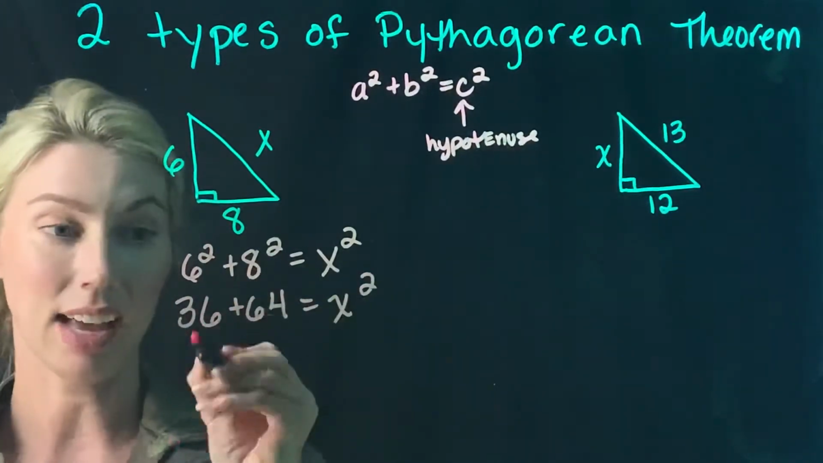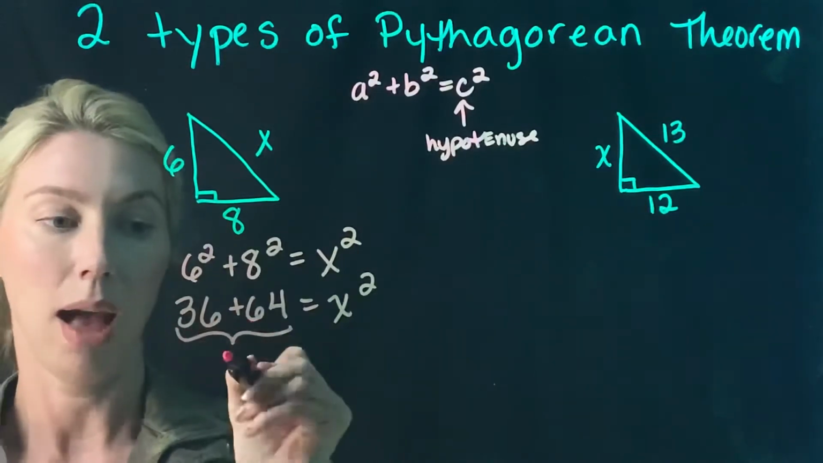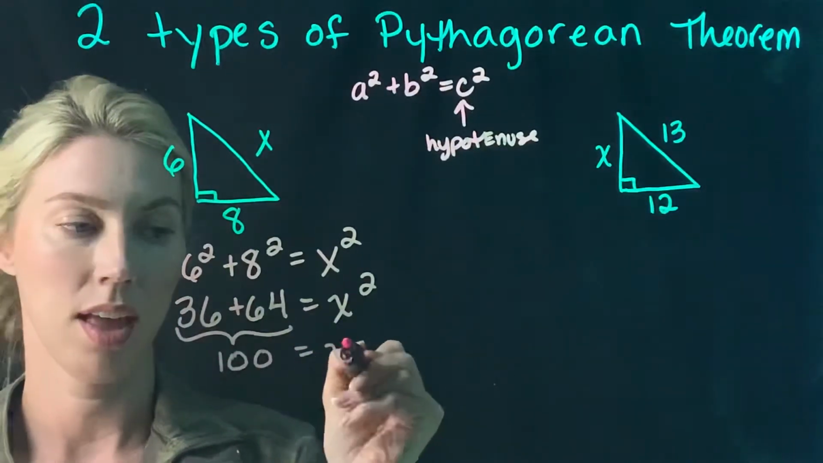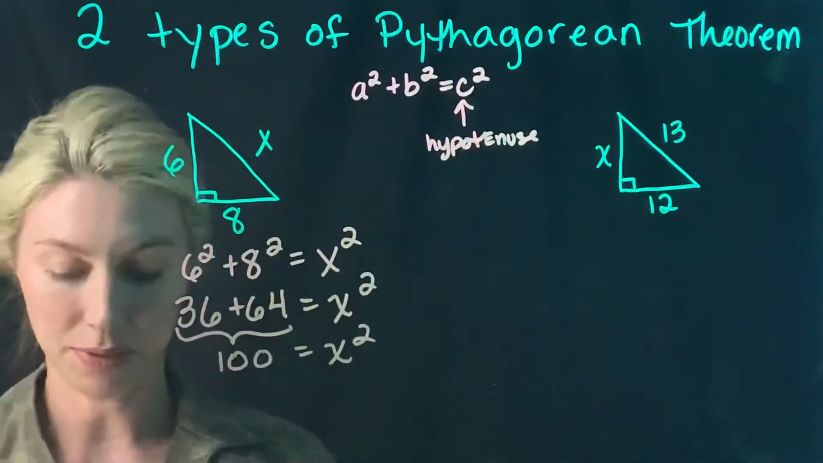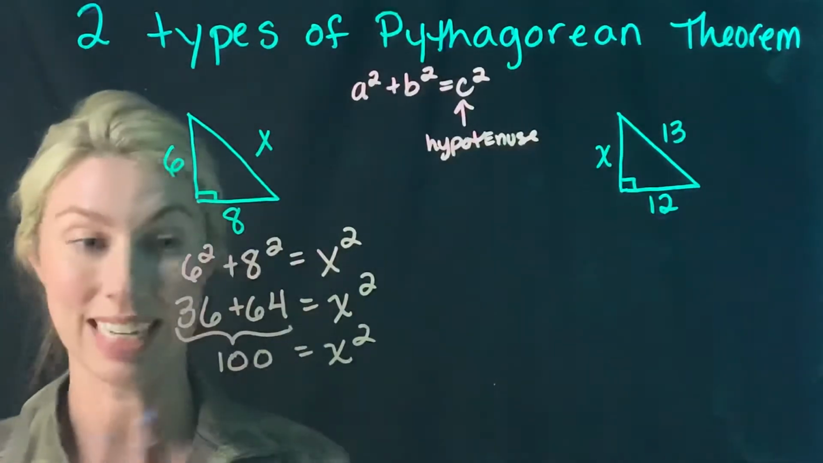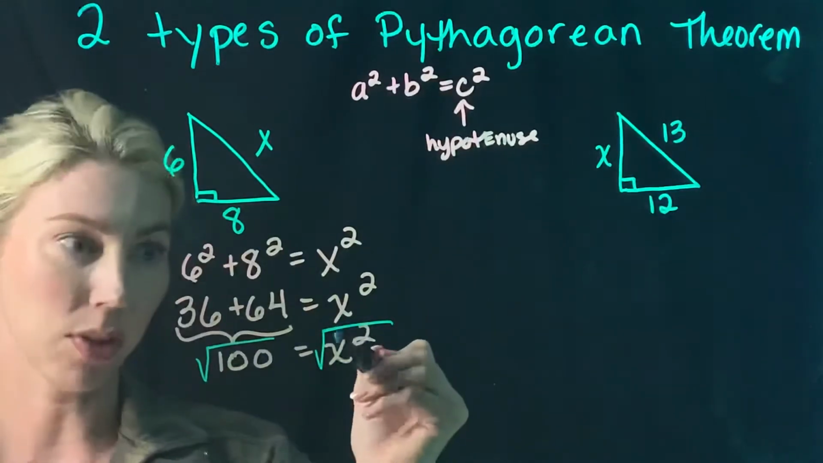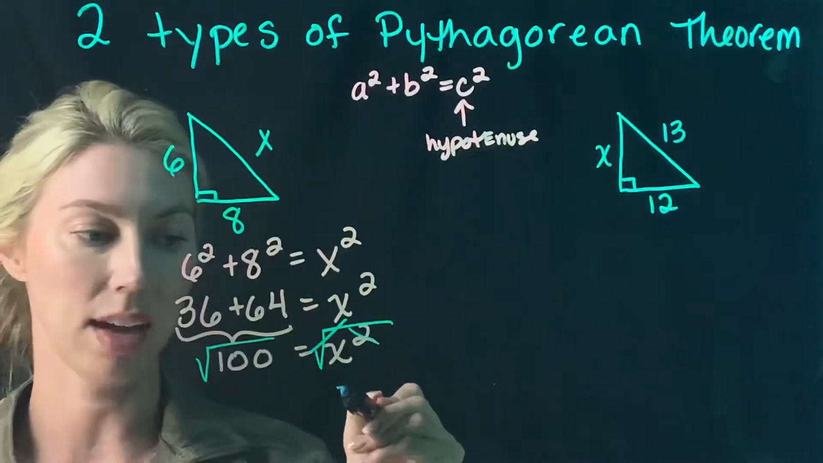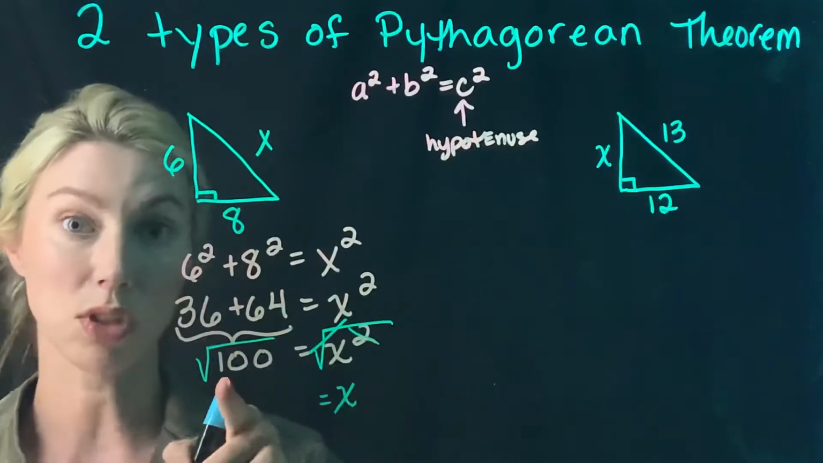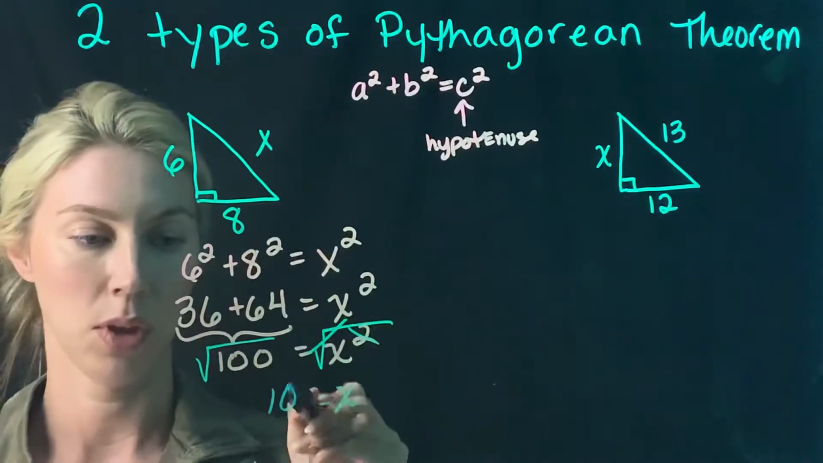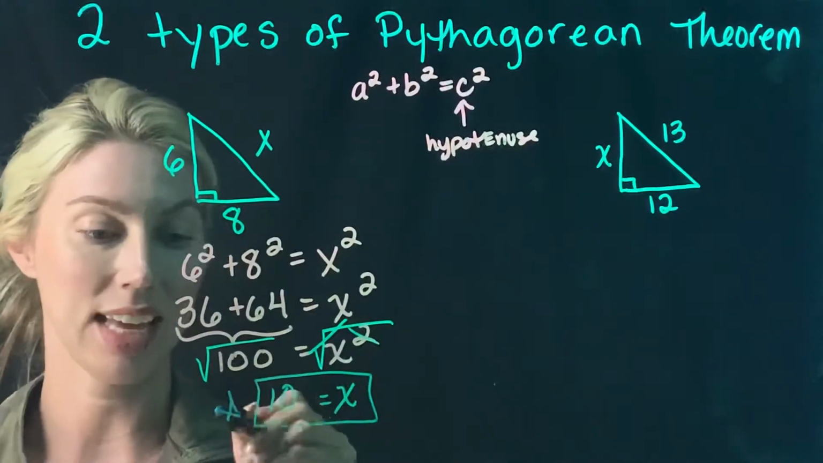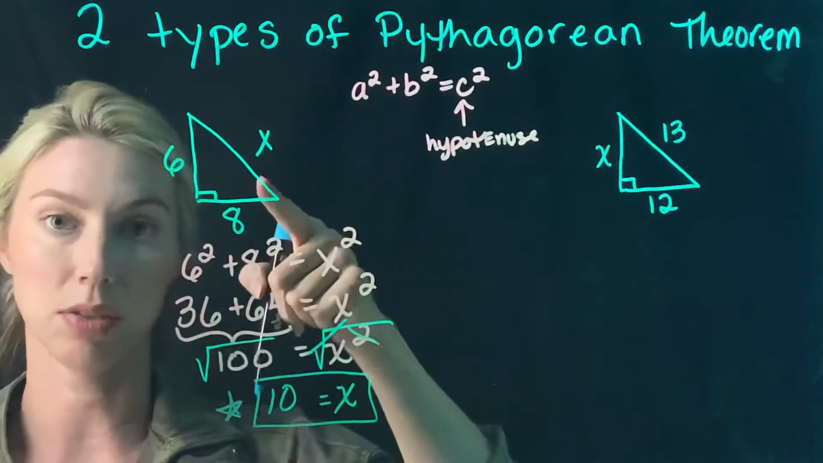And on this side, after I add them together, I'm going to get 100. And then for my last step of the Pythagorean theorem, you're always going to take the square root. And if I square root both sides, here the square root will cancel the squared, and I'm just left with x. And here the square root of 100 is 10. So I can figure out that 10 is the length of the hypotenuse.